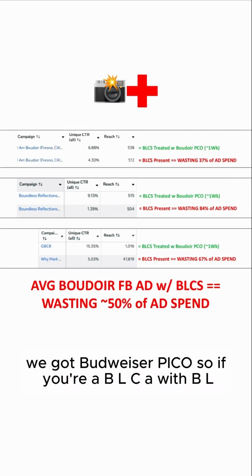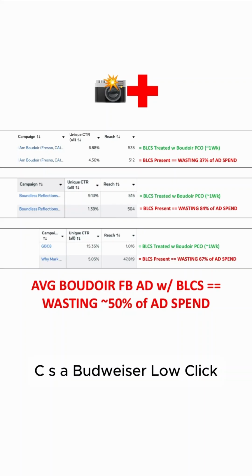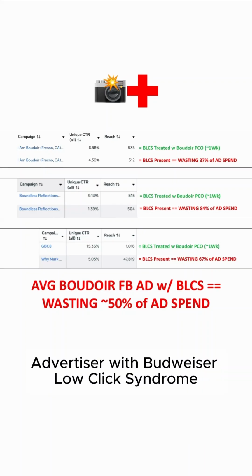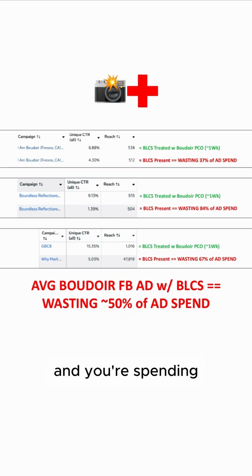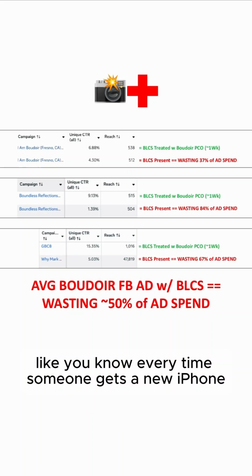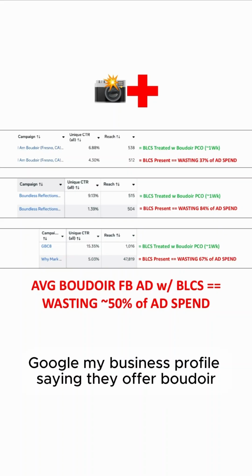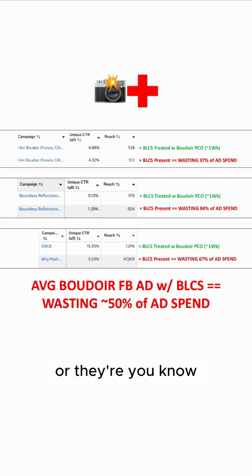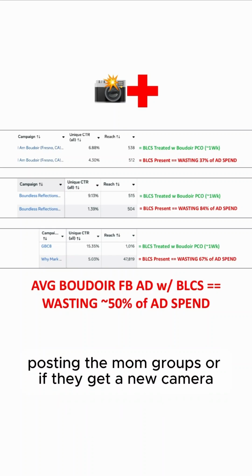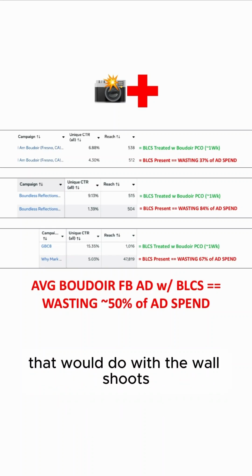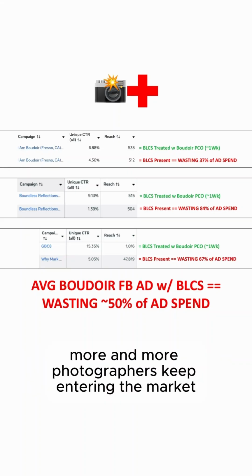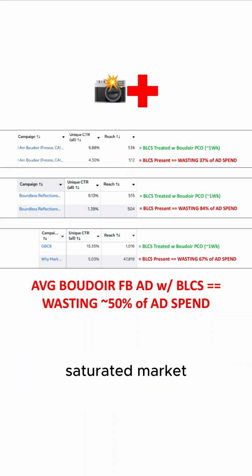So if you're a BLCA with BLCS, a boudoir low click advertiser with boudoir low click syndrome, and you're spending more than 10 grand a month on boudoir Facebook ads, and you've seen how the market keeps getting more and more saturated with boudoir photographers. Like, every time someone gets a new iPhone, they're throwing up a Google My Business profile saying they offer boudoir, or they're posting in the mom groups, or if they get a new camera, they're posting in the mom groups saying they now do boudoir shoots. So more and more photographers keep entering the market, a saturated market.